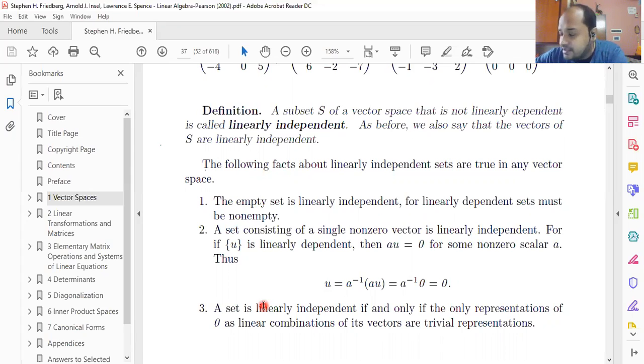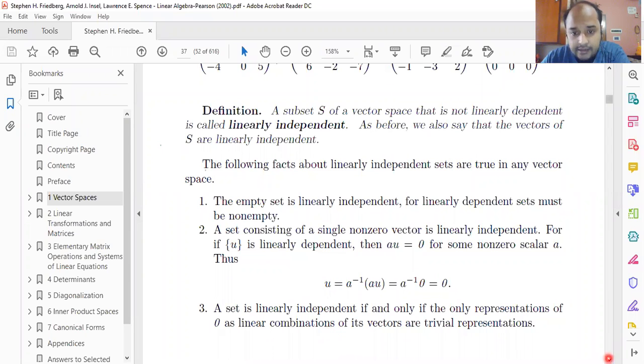This checking criteria is given in this particular point. They have said that a set is linearly independent if and only if the representation of the zero vector is the trivial representation. That means if you want to show that a set of vectors is LI, then you have to consider scalars and their linear combination, and equate the linear combination to the zero vector. But after solving, if you find that a1, a2, a3, all these scalars are zero, then that means this particular set of vectors is linearly independent.